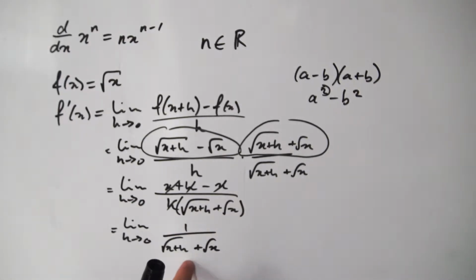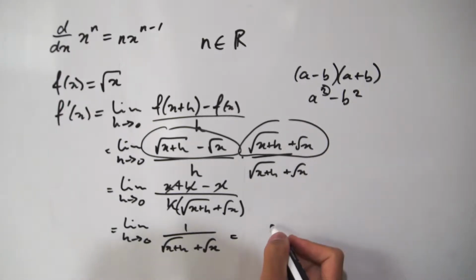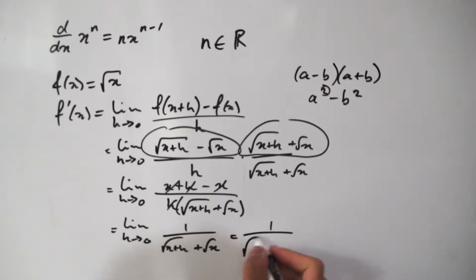And notice that h is not alone on the denominator, so we can in fact directly plug h equals 0 into here, because as h gets smaller and smaller, the inside of the square root will just become the square root of x pretty much. So now pretty much all we have is 1 over the square root of x plus 0. So as h gets smaller and smaller, it's just going to turn into 0 plus the square root of x.